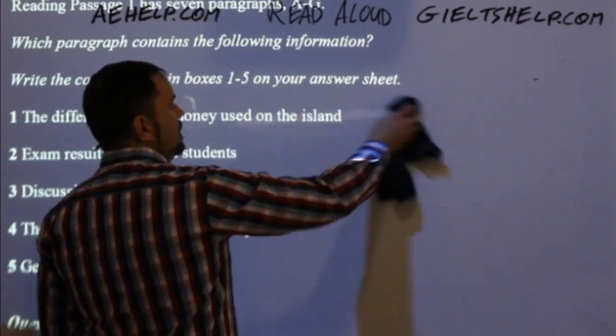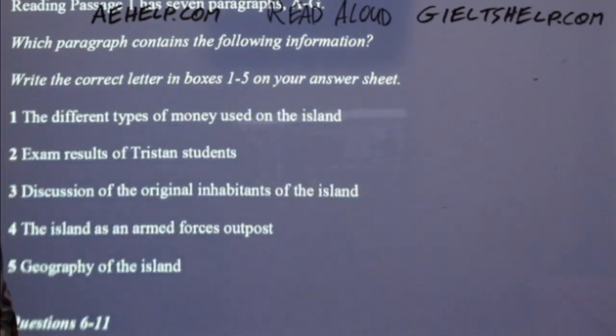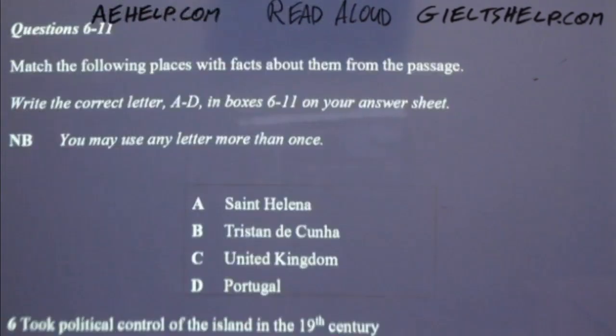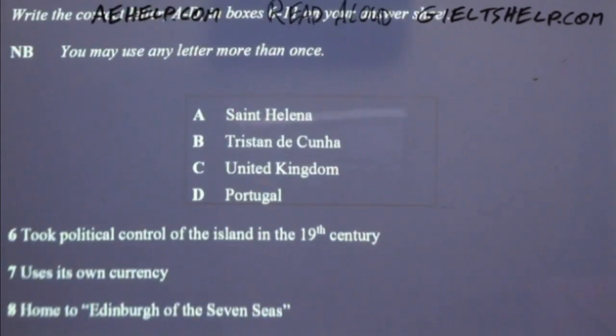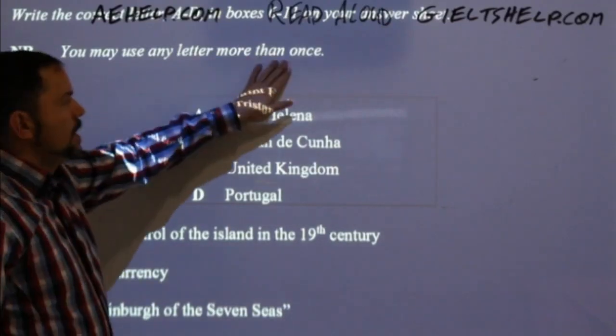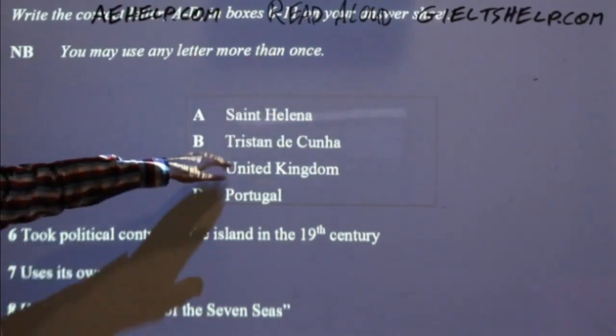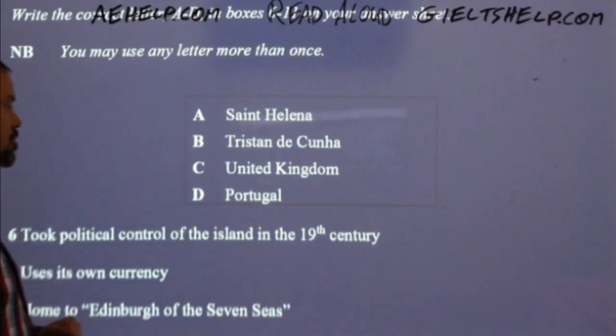It's important to be confident in your answers and just keep moving along, okay? All right, so here we go. You may use any letter more than once. St. Helena, Tristan da Cunha, United Kingdom, Portugal.